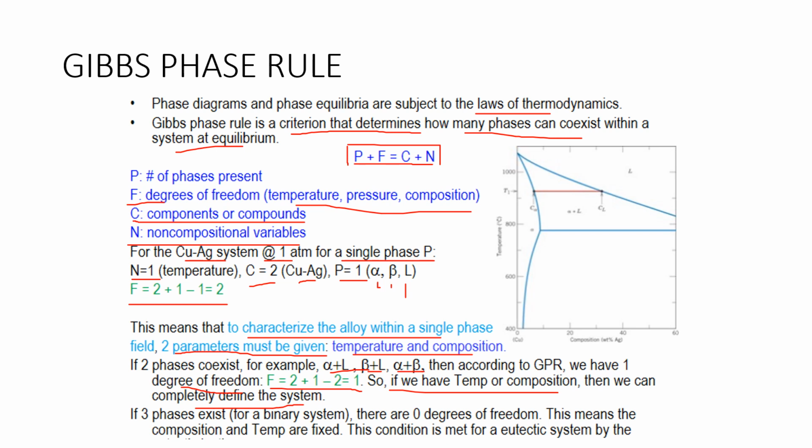If 3 phases exist for the binary system, there are 0 degrees of freedom. This means that the composition and temperature are fixed. This condition is met for a eutectic system by the eutectic isotherm.